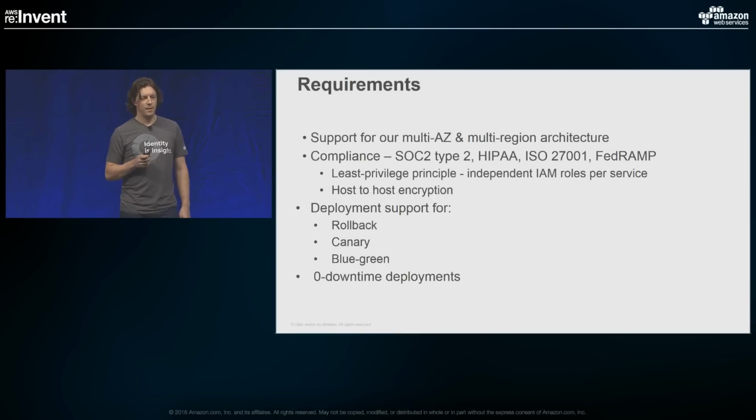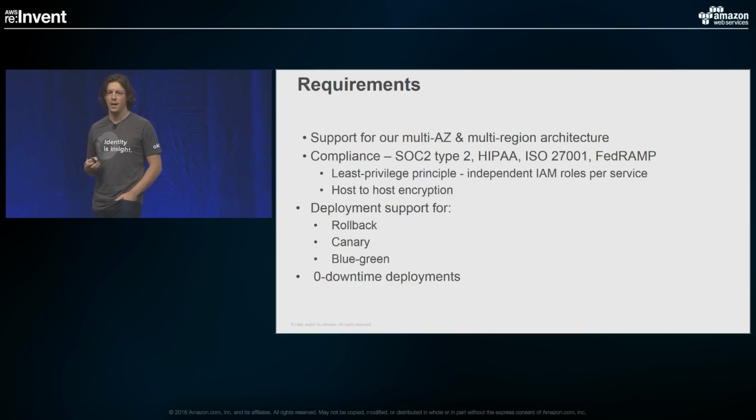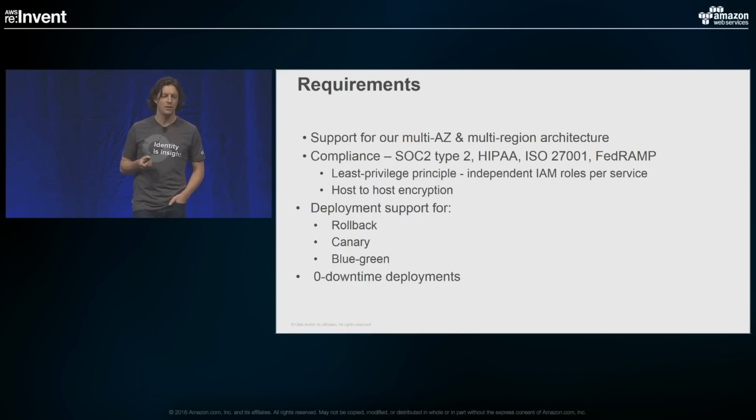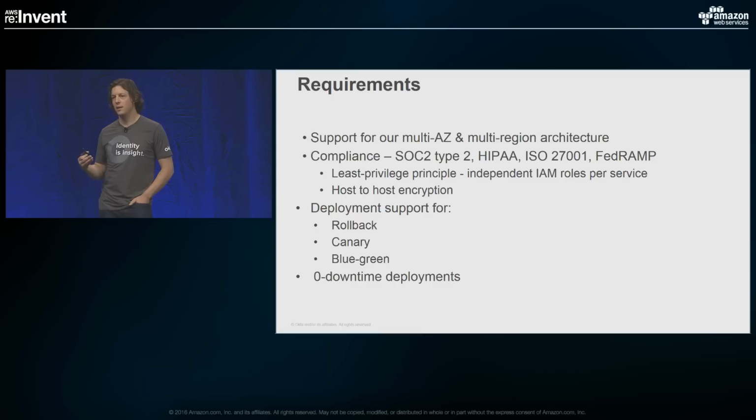For production, we had a few requirements that were separate from what we were thinking about internally for CI. We needed to support our multi-AZ, multi-region architecture. Multi-AZ you get for free because ECS runs on top of EC2 instances. But multi-region meant that we did need to wait for ECS to be available in every region that we run in.